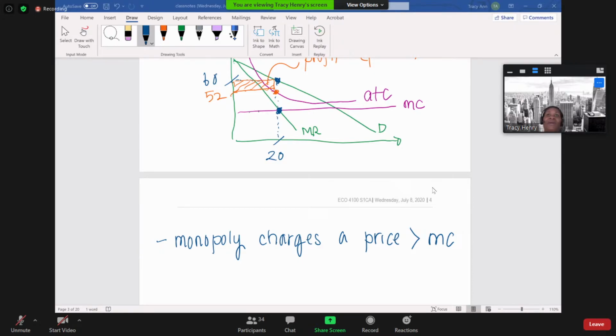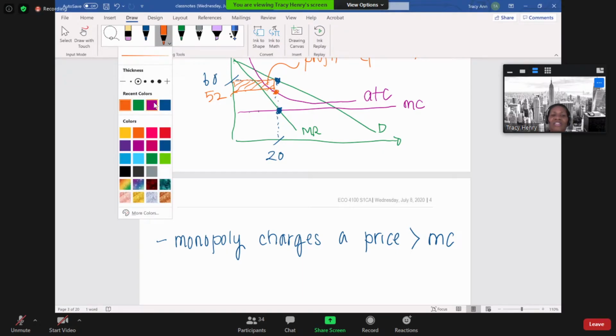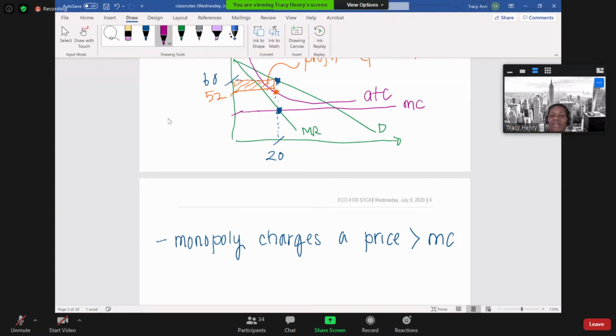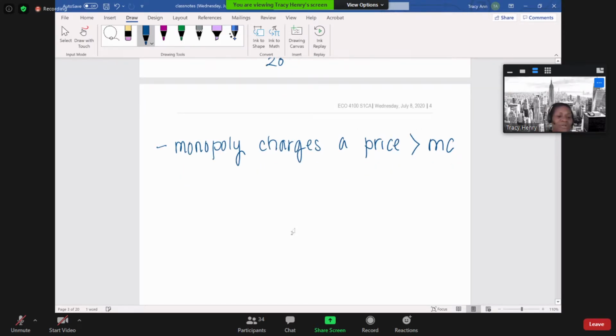If you remember, for a competitive market in their long run equilibrium, they end up having normal profit, right? So there was no supernormal profit because they end up charging a price equal to marginal cost, which is also equal to average total cost. But if you look here, the monopoly is charging a price that is equal to $60, and that is surely greater than the marginal cost of $20. And so in this case, where the monopoly is able to charge a price, you say the monopoly has market power.